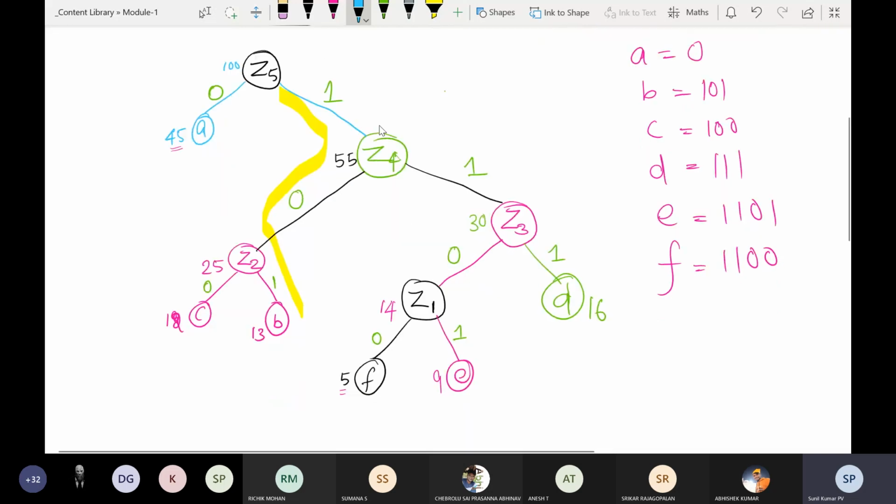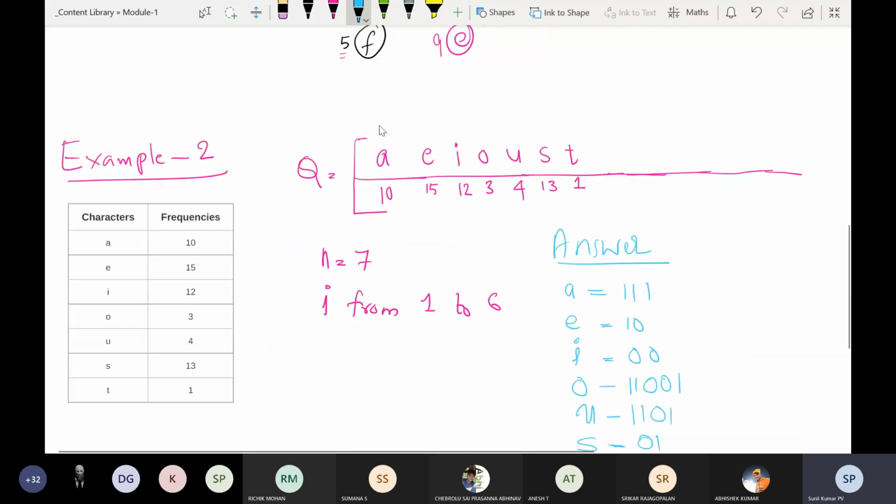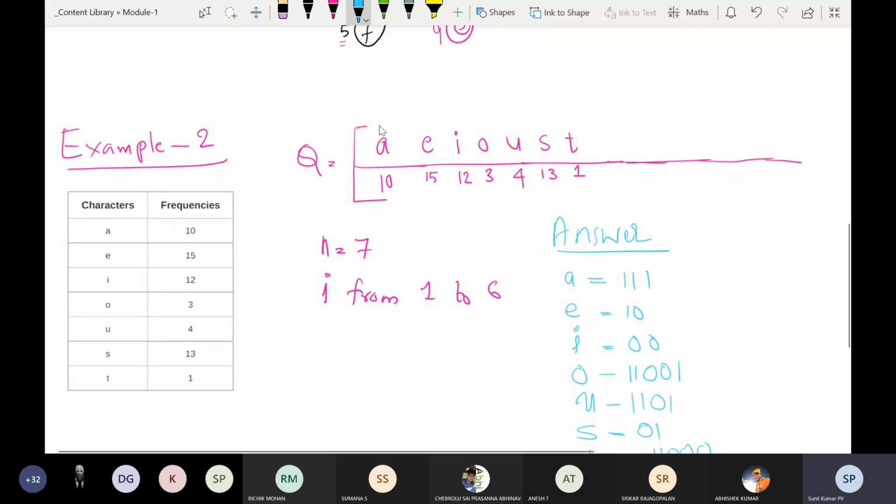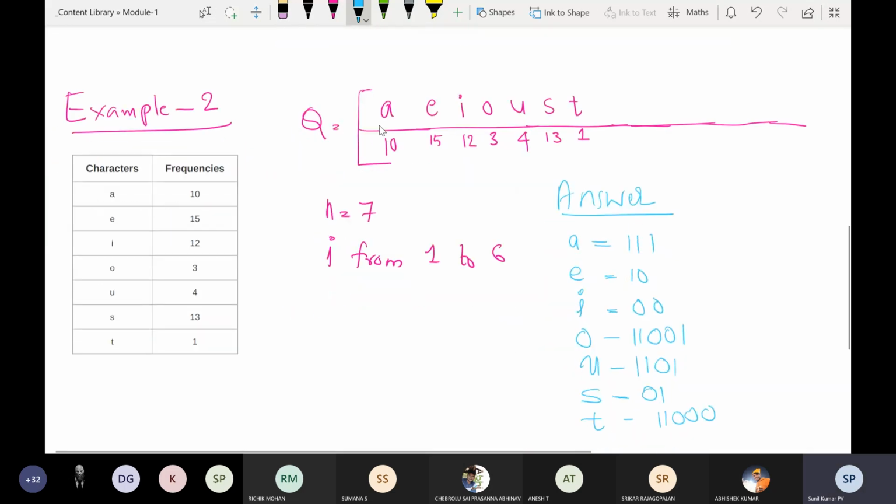Now one more example I have put here, but this example I am not solving. This will be available in your virtual notebook or board or whatever. So you can solve it, and you can ask me if you have any doubts. The answer is also given there.